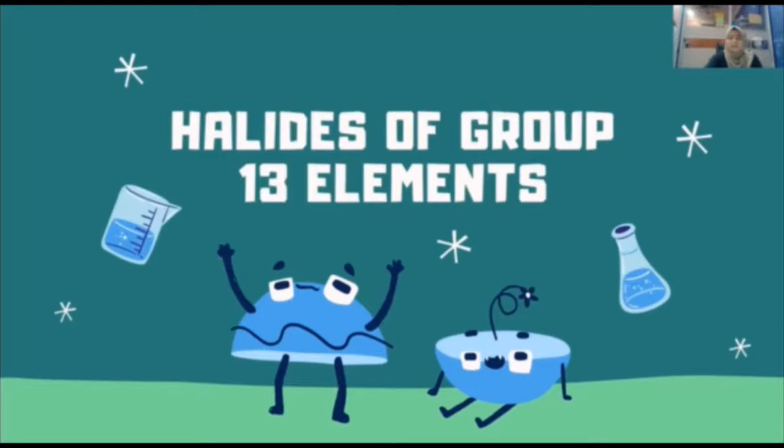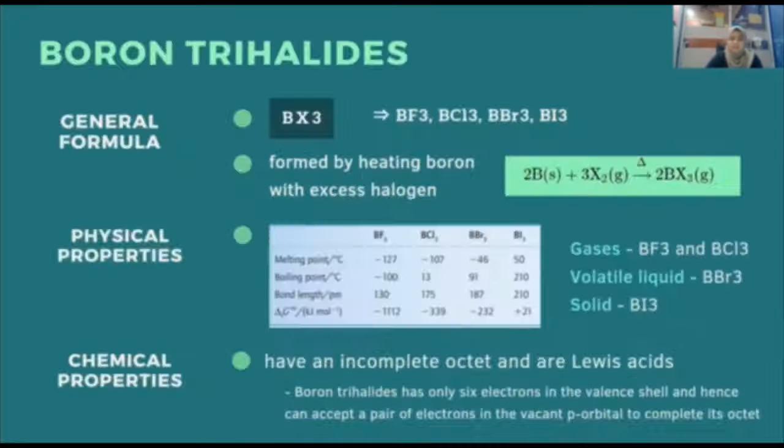Okay, that is all for oxides of group 13 elements. Next, we will look into the halides of group 13 elements. Firstly, we will look into the boron trihalides. Its general formula is BX3, where X is the halogen. So it can be boron trifluoride, boron trichloride, boron tribromide, or boron triiodide.